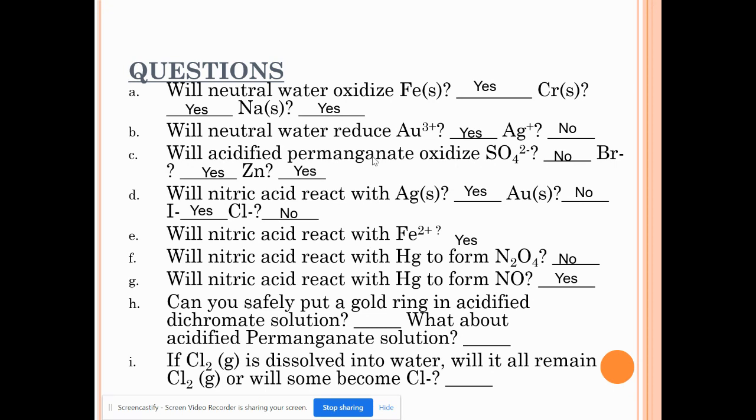Can you safely put a gold ring in acidified dichromate solution? Yes, it has the S pattern, so it's not going to react. What about acidified permanganate solution? No, don't do that. You will dissolve the gold ring.